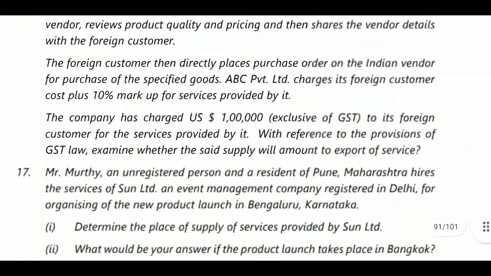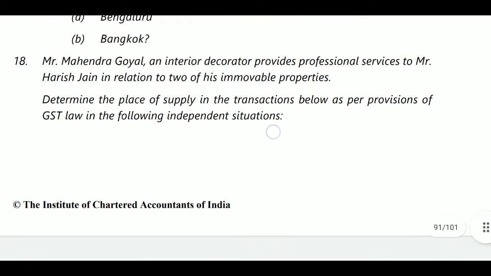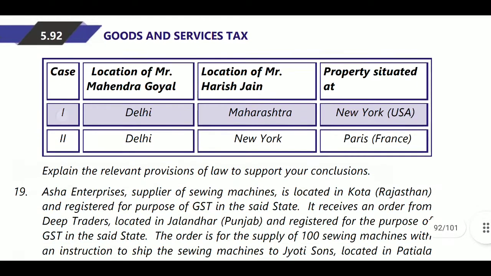Next, question number 18. What is there in the 18th question? Mr. Mahendra Goyal, an interior decorator, provides professional services to Mr. Harish Jain in relation to two of his immovable properties. Determine the place of supply in the transactions below as per the provisions of GST law in the following independent situations.